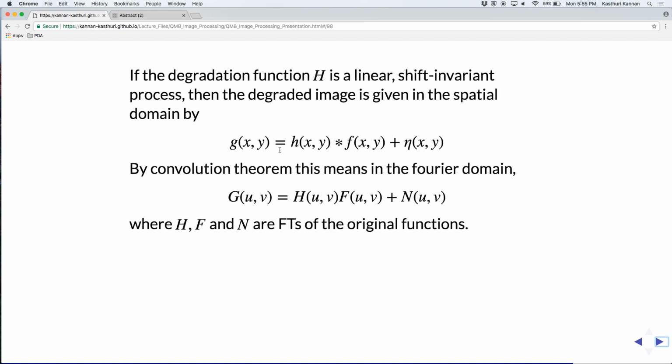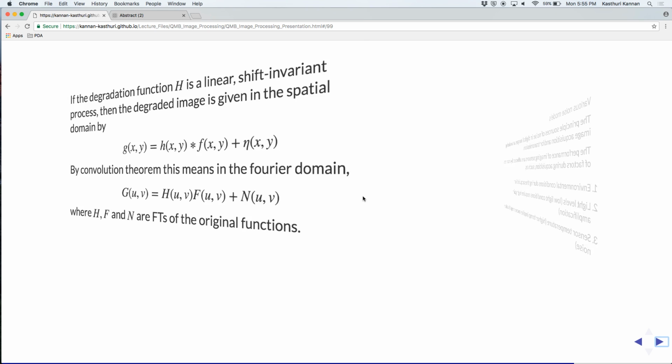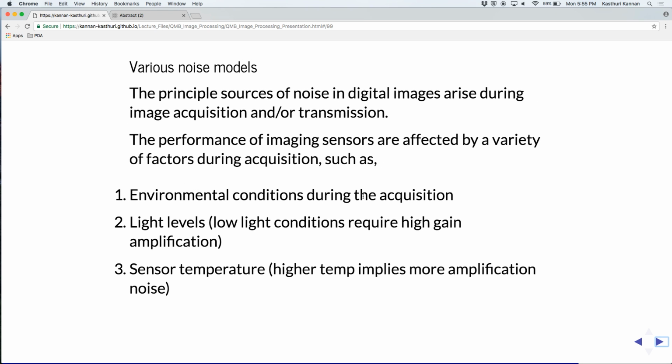And in general, this is the mathematical formula. You have a function f of x comma y that is convolved with h of x comma y, plus you have the noise. And in the Fourier transform, the convolution translates to multiplication. So it's a pretty straightforward one. But there are various noise models that we need to consider, and the performance of imaging sensors, right?